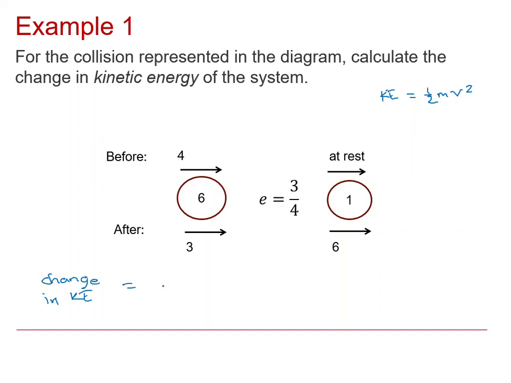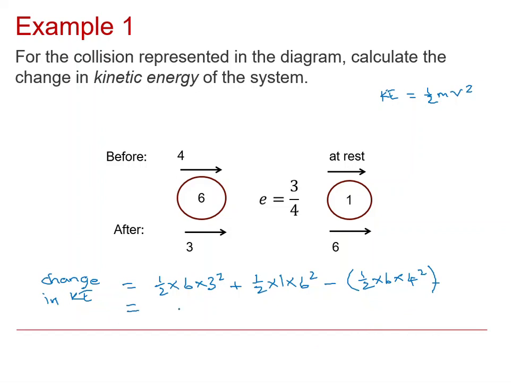So the final energy is going to be a half times 6 times 3 squared. That's the kinetic energy of the first body, and then add to that the kinetic energy of the second one, a half times 1 times 6 squared, and from that we need to subtract the initial kinetic energy, which is a half times 6 times 4 squared, and added to that nothing, because the right hand particle or body has zero velocity.